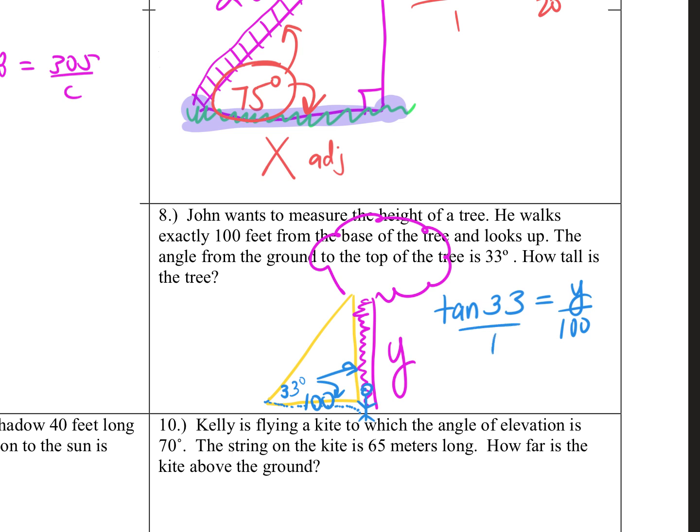Draw the guy. Draw where he walked to. Draw the tree. Draw the building. Yeah, because you'll have an angle as the other number that you need. Yep.